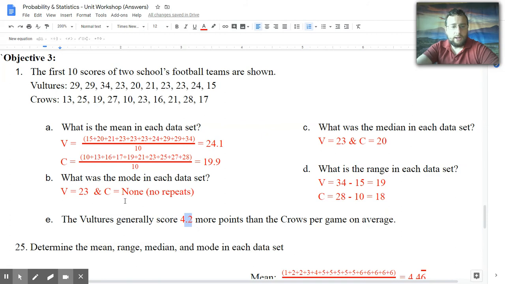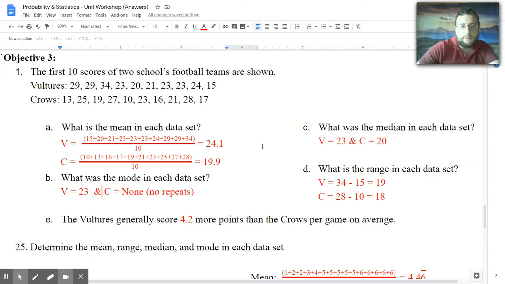All right. When it comes to the mode, you can see that 23 happens 3 times on the Vultures, so that's the mode. But there are no numbers that repeat in the Crows set, so there is no mode there. Aha, trick question. There doesn't always have to be a mode.